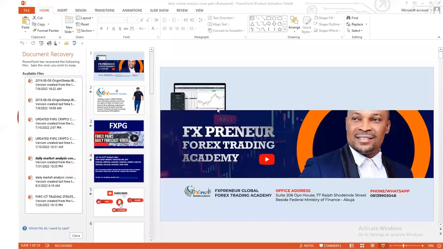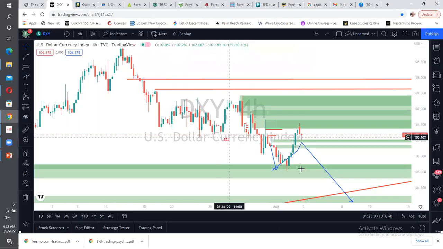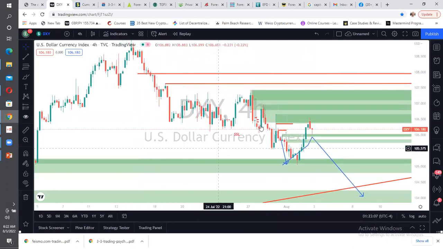Let's go straight to what we have for this morning. And this is dollar index, and I will be using the 4 hours time frame. All right, dollar index played out as we analyzed. It came down to this level, then pulled back. But as you can see, the pullback is so aggressive, and that has actually led to the opening of some gaps, which still tells that we need to go further up.